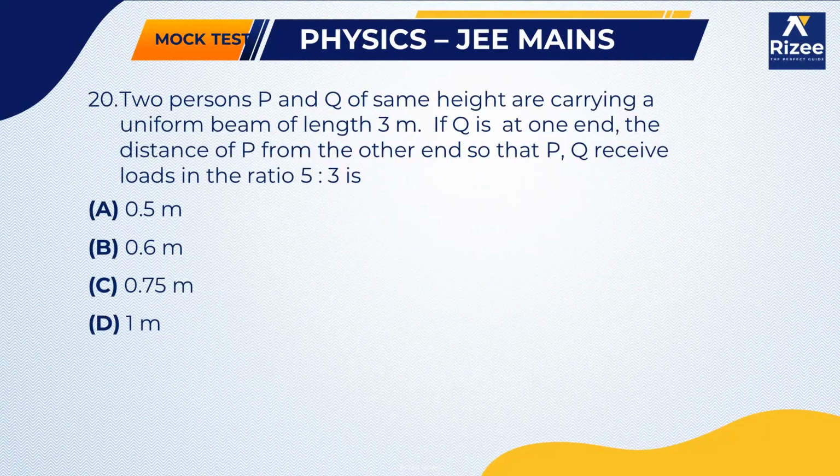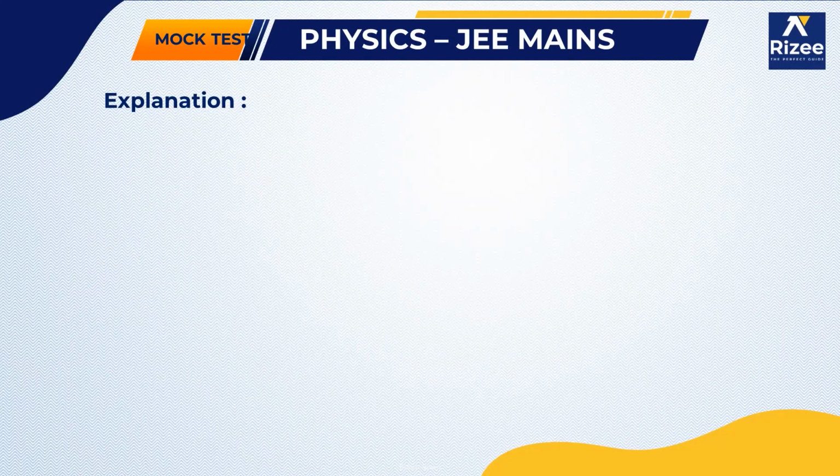Now coming to question number 20. Two persons P and Q of the same height are carrying a uniform bar of length 3 meters. If Q is at one end, what is the distance of P from the other end so that P and Q receive a load in the ratio of 5:3? So P and Q should be receiving a load in the ratio 5:3.